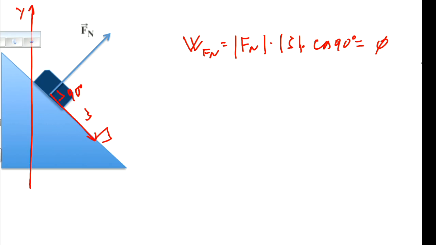We need the y-axis. This is y initial. If it slides down, this is y final. That's all we need. The work done by the force of gravity is equal to m times g times y initial minus y final. In this situation, when the box slides down, what kind of work does gravity do? Positive or negative? What do you think?